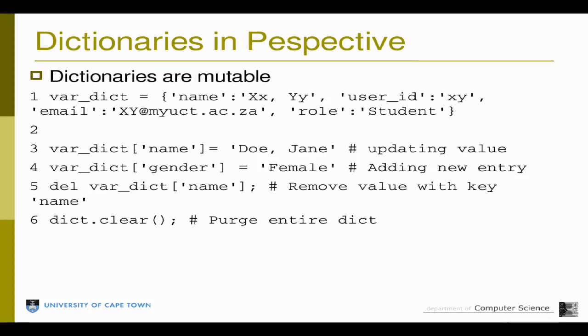And then we'll see when we start walking through the different methods within the dictionary class that we can actually do what we did with list. We can purge contents completely from the dictionary with a clear method. So these are all examples of modifications to our dictionary.